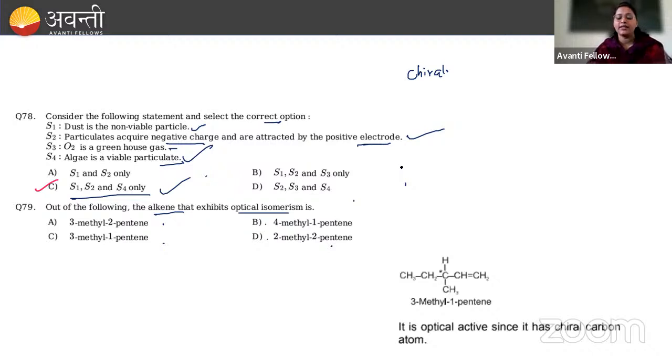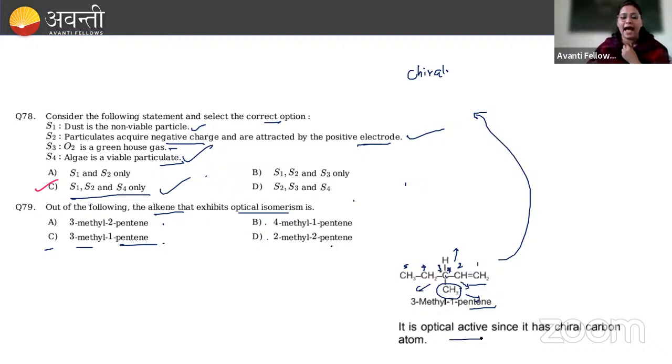So here you can see 3-methyl 1-pentene. That is option C. The molecule structure you can see here. This is 3-methyl, 1, 2, 3, 4, and 5. Here is the 3-methyl 1-pentene structure. It contains this group, this another group, this another group, and this another group. So this carbon is a chiral carbon, and due to the presence of chiral carbon, it will be optically active. So option C is the correct answer here.